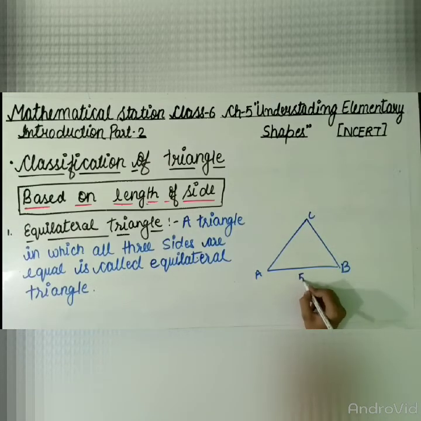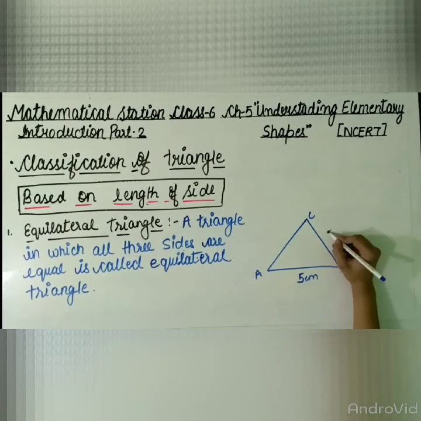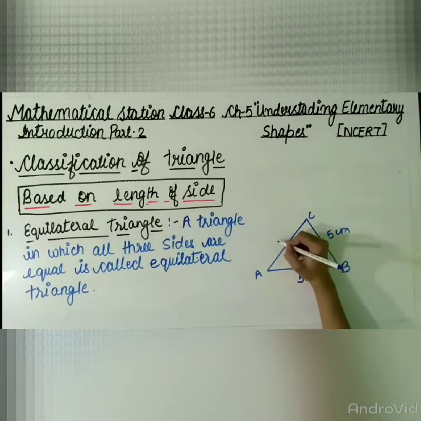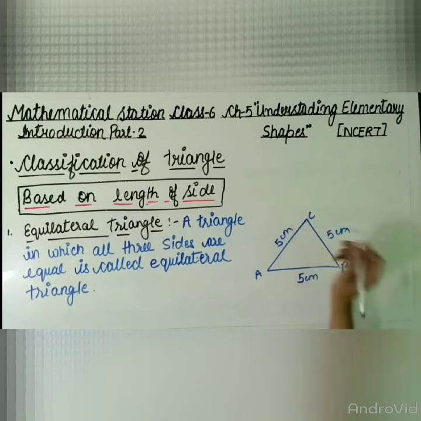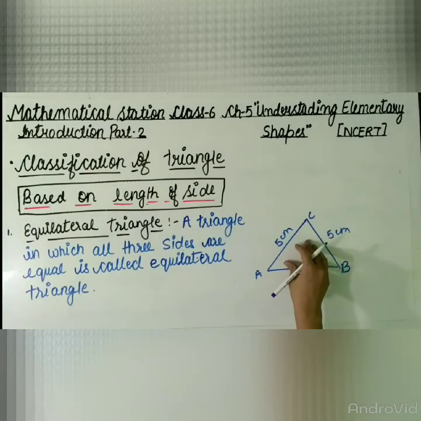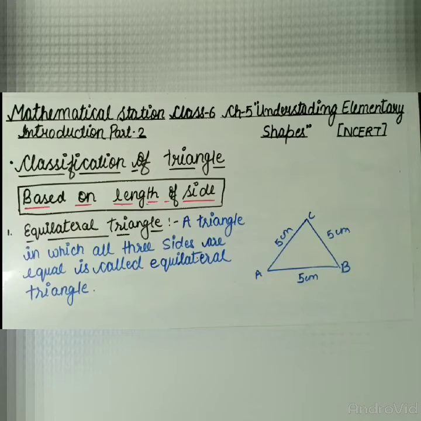Suppose we have this triangle ABC, and all of its sides are of 5 centimeter each. So this triangle is an equilateral triangle.